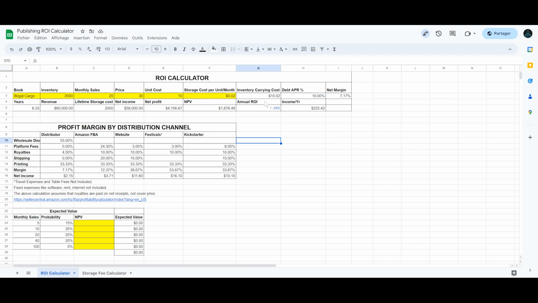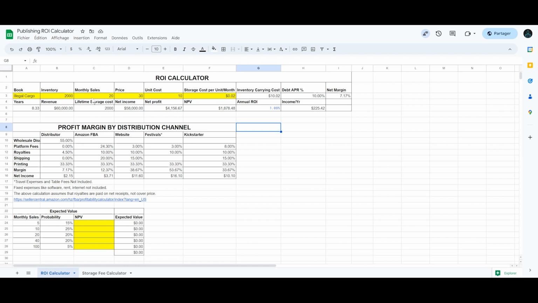So you can see that in my case, my annual return on investment is only 1.08%. This is a really poor return on investment. Almost any investment will give you this. Even most savings accounts will give you this kind of return on investment. So if this was the case, I would not invest in this book at this rate. At least I'm not losing money, which is good.